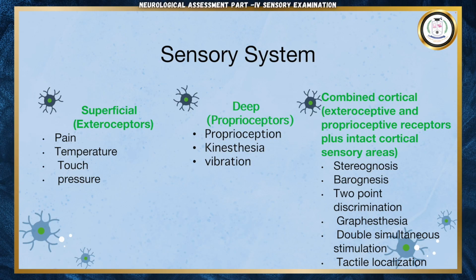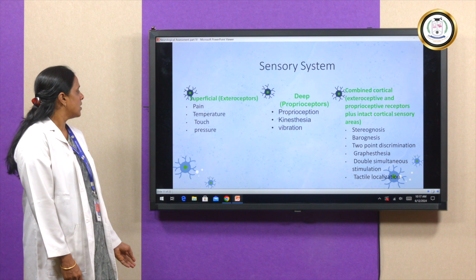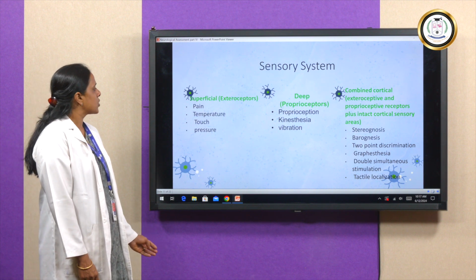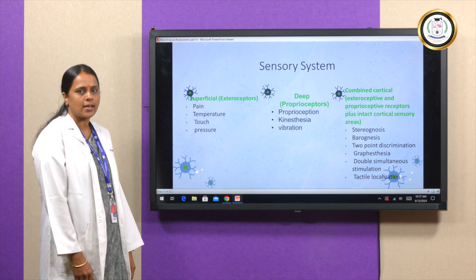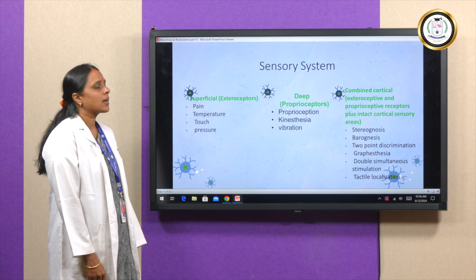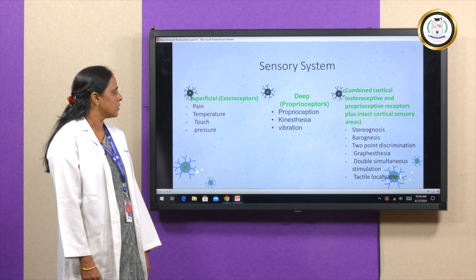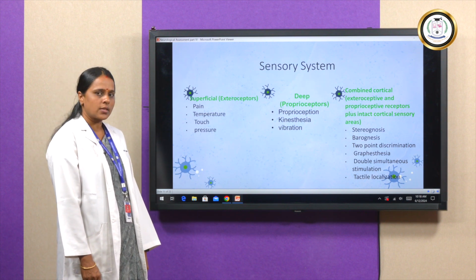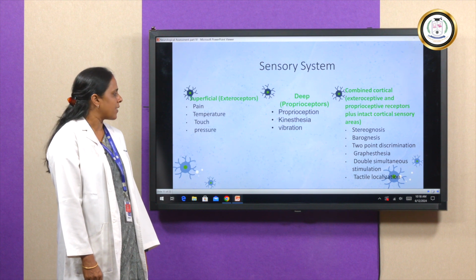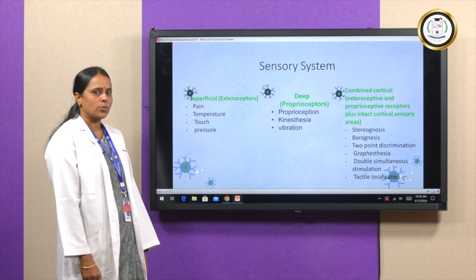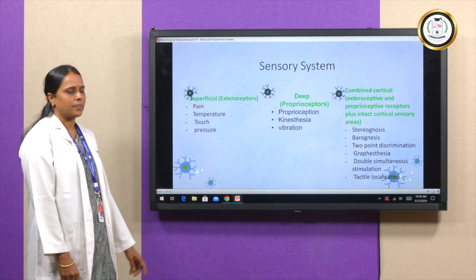Now as I mentioned before, in the sensory system we have to check for superficial, deep and combined cortical sensations. Superficial sensations include pain, temperature, touch and pressure. Deep sensation includes proprioception, kinesthesia and vibration. Whereas the combined cortical sensation includes stereognosis, barognosis, two-point discrimination, graphesthesia, double simultaneous stimulation and tactile localization.